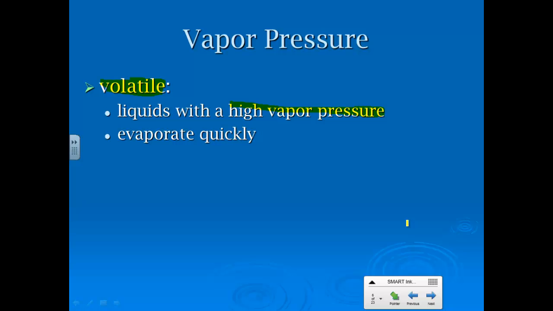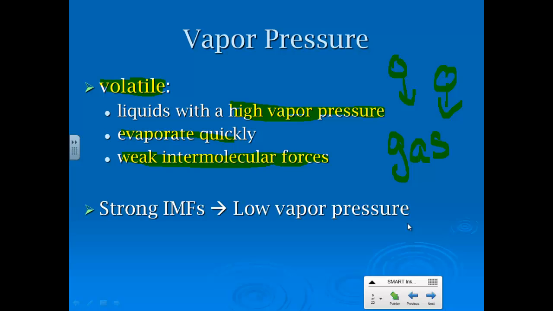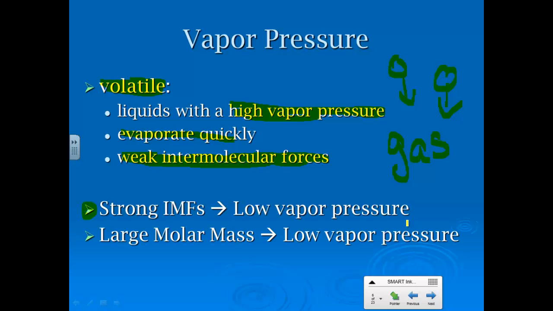Now with vapor pressure, something that we refer to as a volatile liquid is a liquid with a very high vapor pressure. And again, when you think high vapor pressure, you've got to be thinking lots of gas particles that can push back down. They will evaporate very quickly because they have very weak intermolecular forces. For example, when you go to the gas station, the octane spills out onto the ground. It immediately evaporates. Those forces are so weak that it has a very high vapor pressure, and it's going to be volatile.